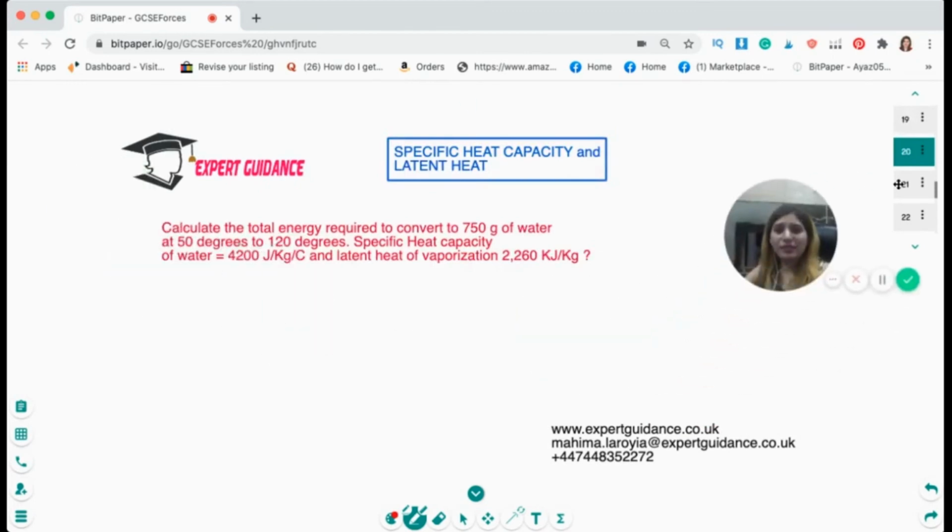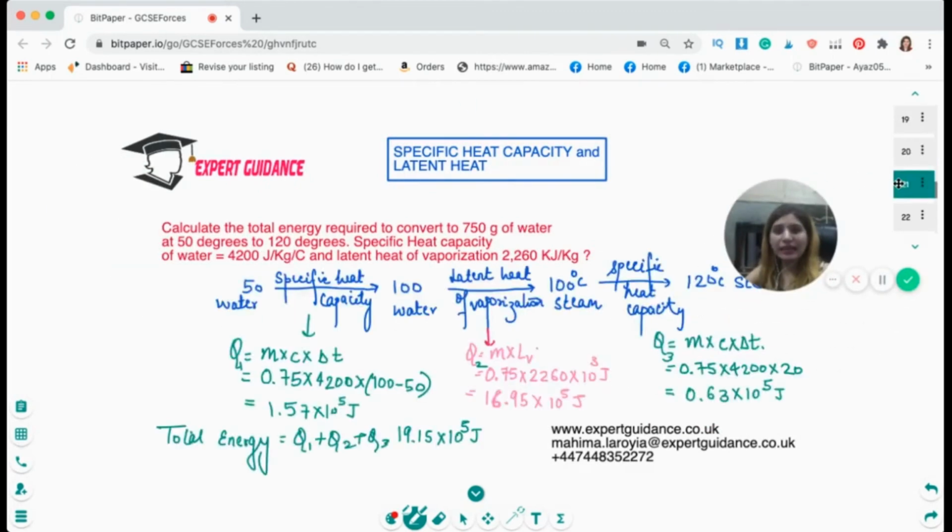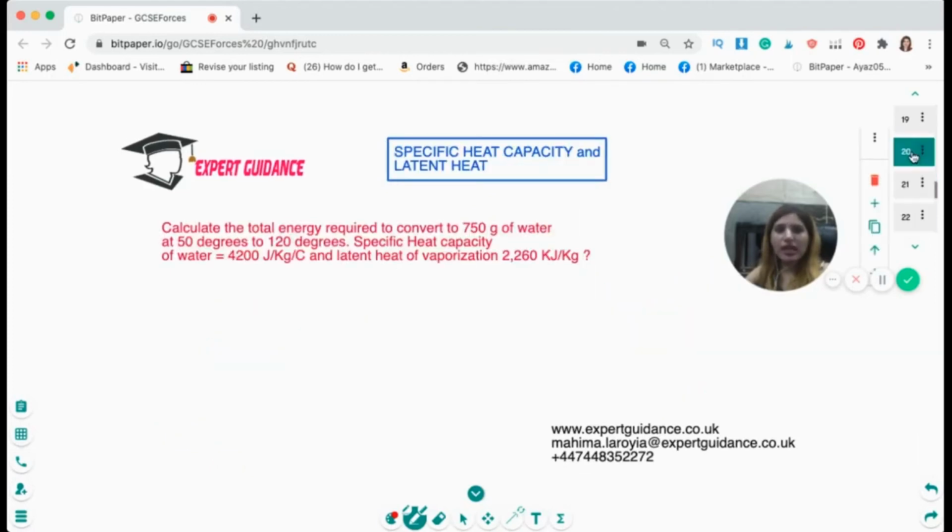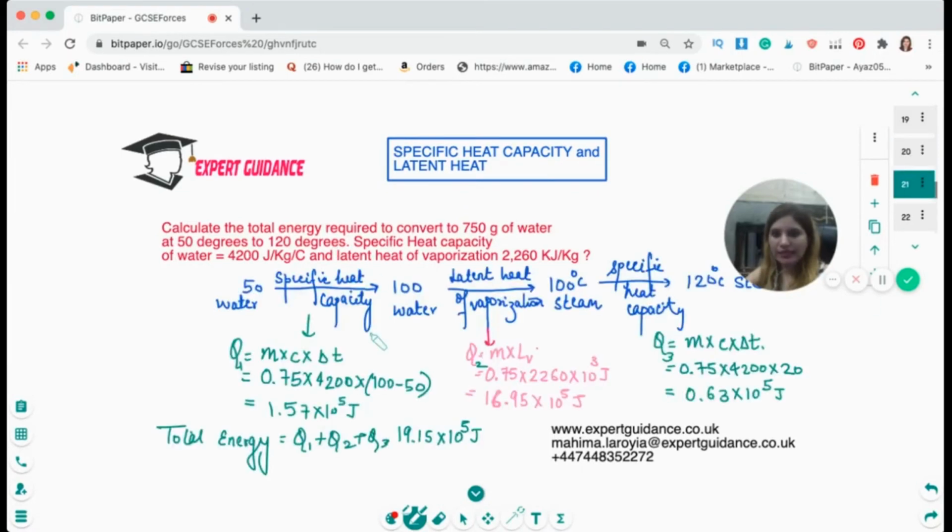Similarly, we have the specific heat capacity and the latent heat combined questions. So let us look at this question. They say, calculate the total energy required to convert 750 grams of water at 50 degrees to steam at 120 degrees, and they have given you the specific heat capacity of water and the latent heat of vaporization. You can pause this video, have a go at this question, and come back and check the answer. Okay, now let's look at this.